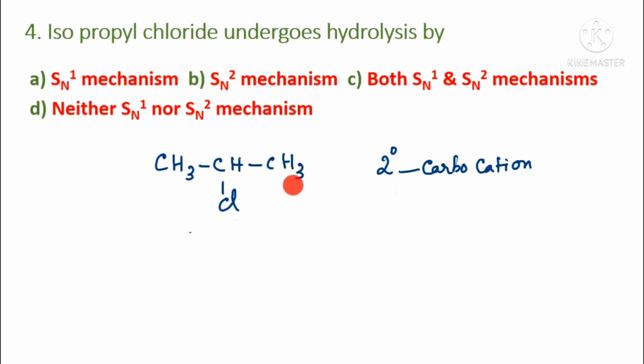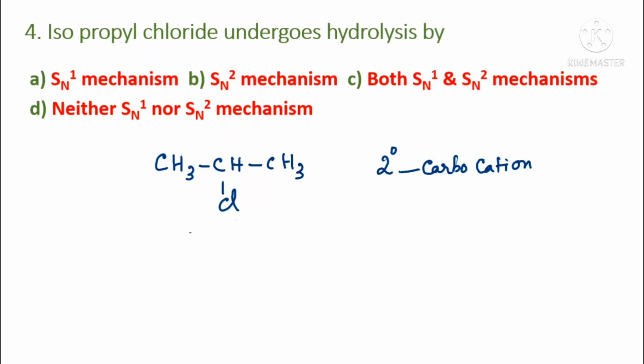What is the plus I effect? These methyl groups are electron donors. These two methyl groups will donate electrons to the secondary carbocation and stabilize it. This donation of electrons by the alkyl group is called the plus I effect. So due to the plus I effect, this carbocation is more stabilized. If the carbocation is more stable, obviously that compound will undergo the SN1 mechanism very fast. So the SN1 mechanism is also possible in isopropyl chloride.